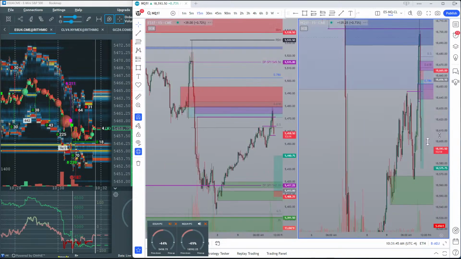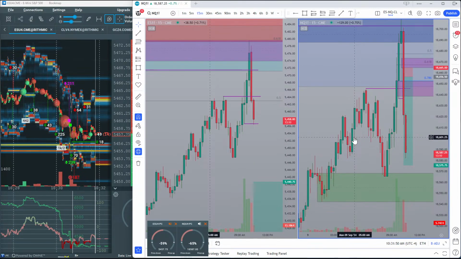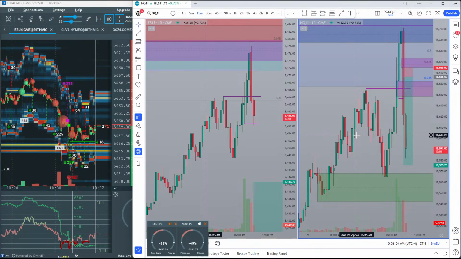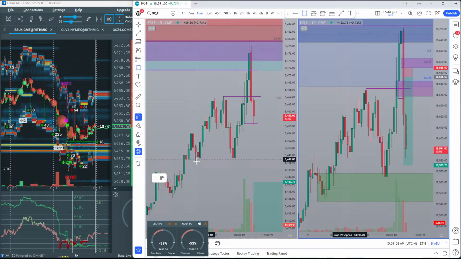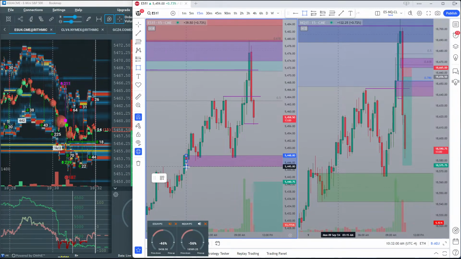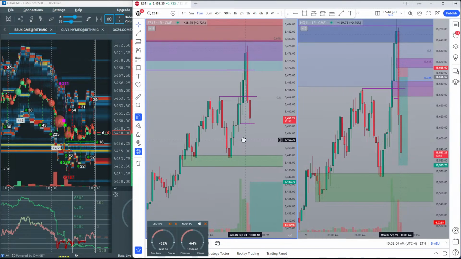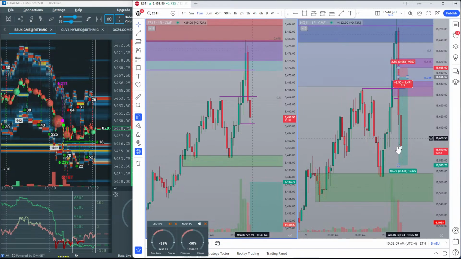Looking at the 5, looking at the 15. A little bit of nothing right now. Whole lot of nothing right now. Maybe this right here. This is about this zone right there.